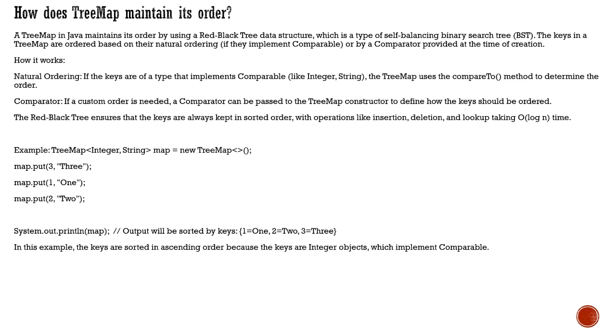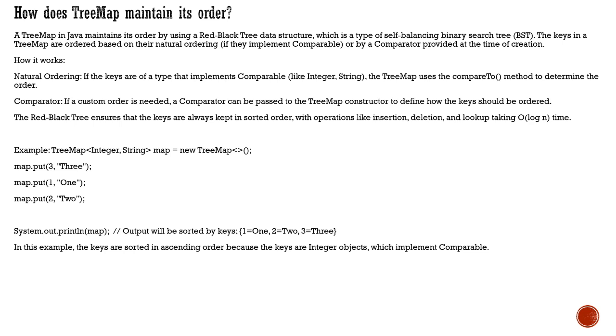Now, how does TreeMap maintain its order? Now, if you have heard of a map, which has the implementation of HashSet and others, TreeMap is going to maintain a certain order, which it does using internally a red black tree data structure, which is kind of a self-balancing binary search tree. That's how it maintains its order, right?